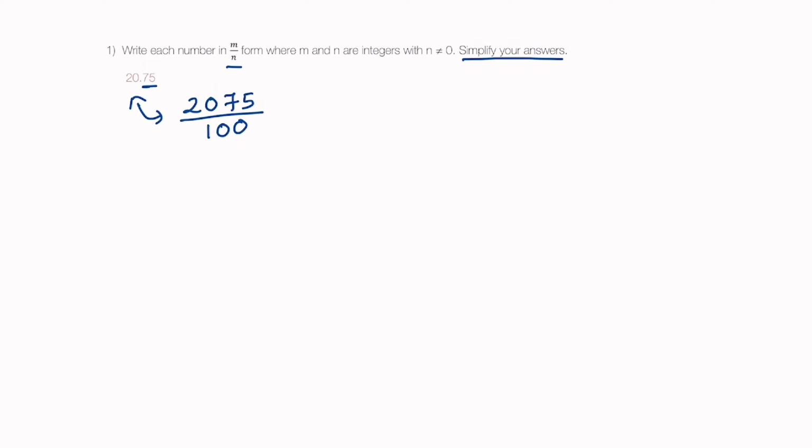For that, what do we do? Yes, we have to find the prime factors. We begin with 2075 and the prime factors. Because it ends with 5 and I have 100 in my denominator, I will start with 5 right away. 5 times 415 is 2075. 5 times 83 is 415. I'm not going to do this further because I know 83 is a prime number.